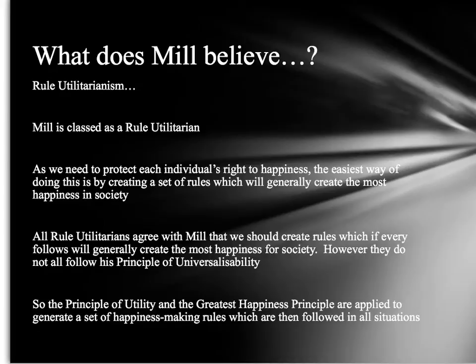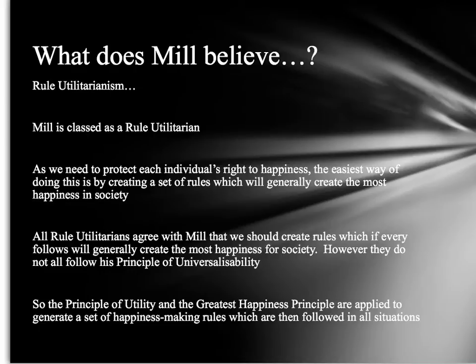Okay, and then finally, Mill is classed as a rule utilitarian, and so because he believes in the principle of universalizability and that we need to protect each individual's rights to happiness, the easiest way to do that is to create a set of rules which, if everybody followed, will generally create the most amount of happiness whilst protecting everybody's right to happiness as well.